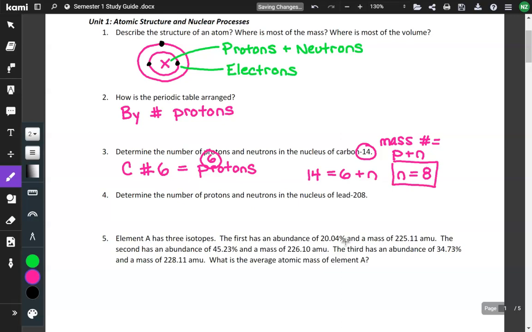Okay, determine the number of protons and neutrons in the nucleus of lead-208. So 208 is the mass number. That's equal to the number of protons, lead is 82, plus the number of neutrons. So I would have to subtract here. So 208 minus 82 is 126. So there are 82 protons, 126 neutrons.